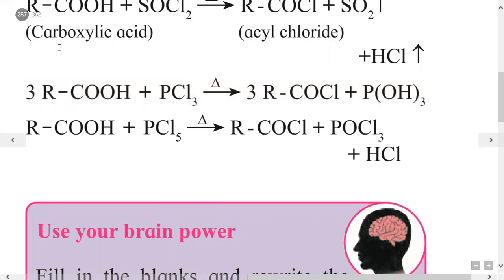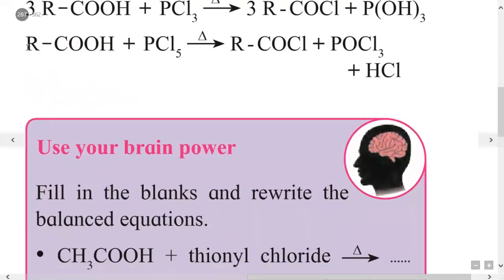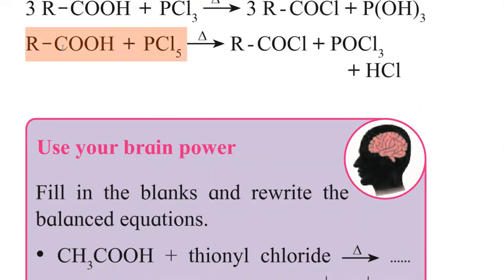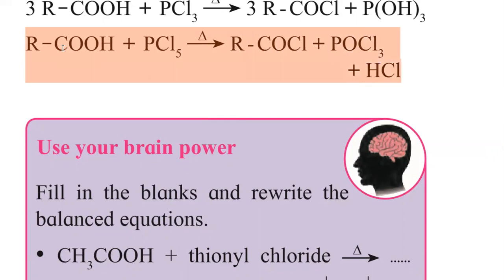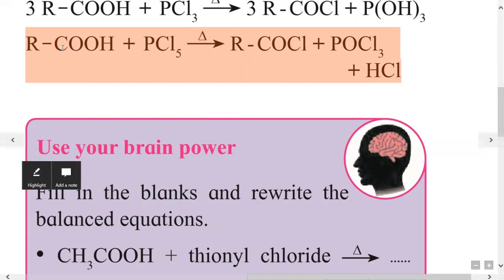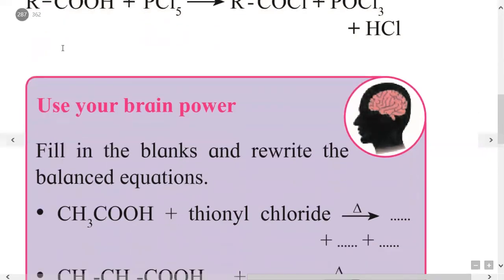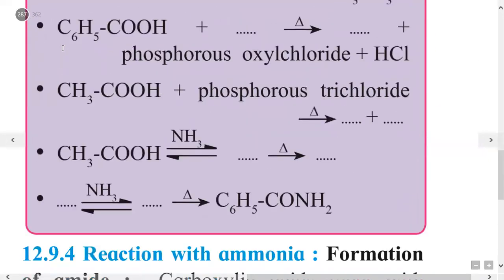Then the reaction with PCl5. This RCOOH is the general formula for a carboxylic acid. When treated with PCl5, it gives RCOCl, which is an acyl chloride, plus side products POCl3 and HCl. Here POCl3 is phosphoryl chloride.